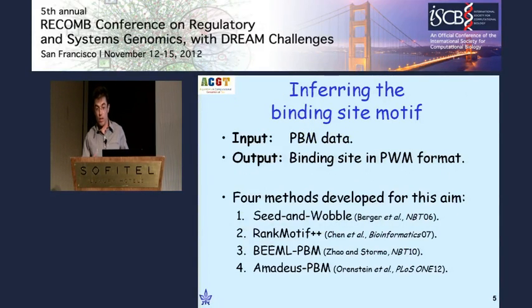Now, the main goal from this data is to learn and infer the binding site motif. Different methods have already been developed to find this binding site. These include Seed and Wobble, RankMotif, BEEML-PBM, and Amadeus-PBM.